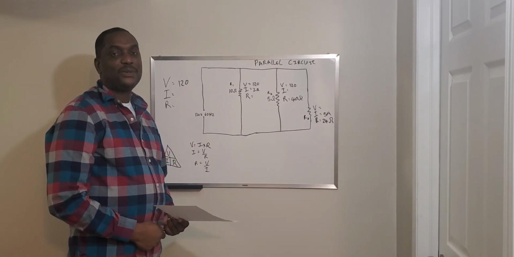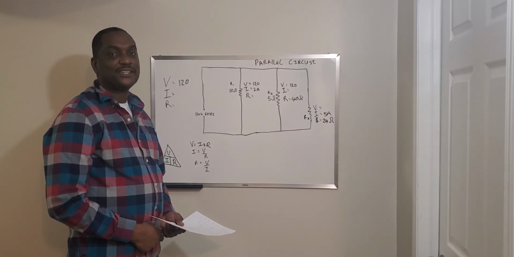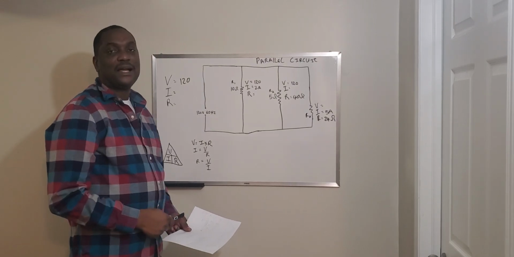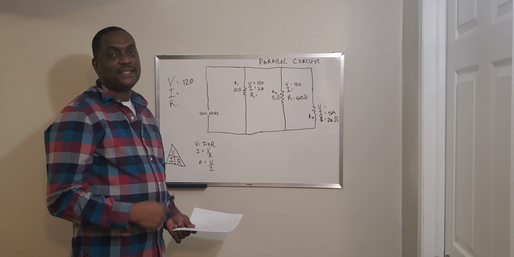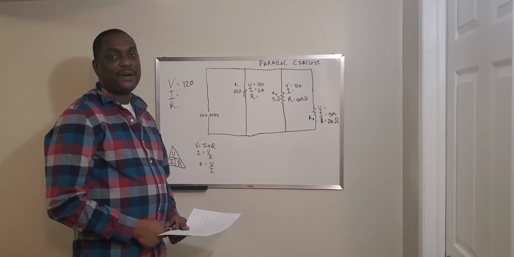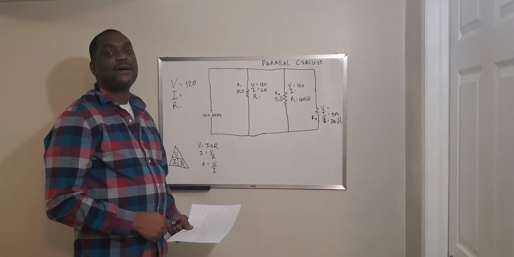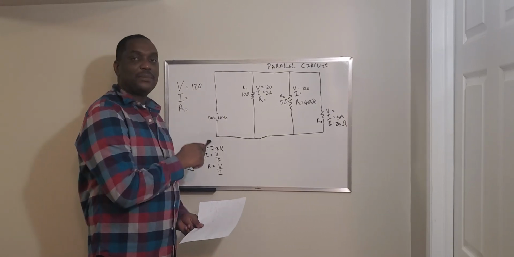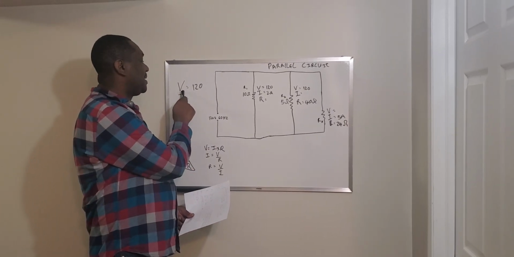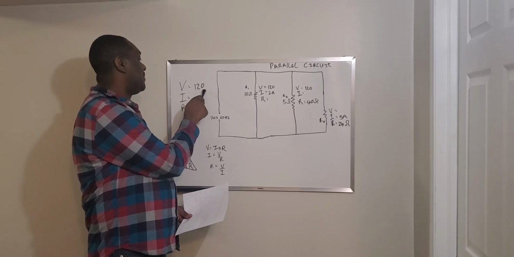Today I'm going to show you how to work out a parallel circuit. In one of my previous videos I showed you a series circuit. It is a little bit easier than the parallel circuit, but if you understand the parallel circuit, it is not difficult either. On the board here, it shows that we have the main voltage of 120.